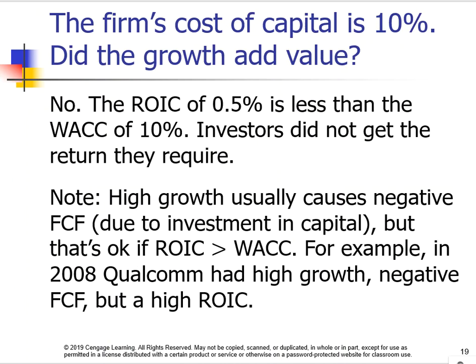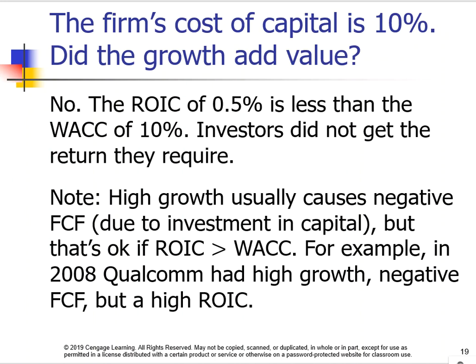So the firm's cost of capital, its overall average cost of raising money, is 10%. So did this growth add value? And the answer is no. You can't raise money at 10% and invest it at 0.5%. That's what we call negative net present value. So you're destroying value in this scenario. So the investors didn't get the return they require.